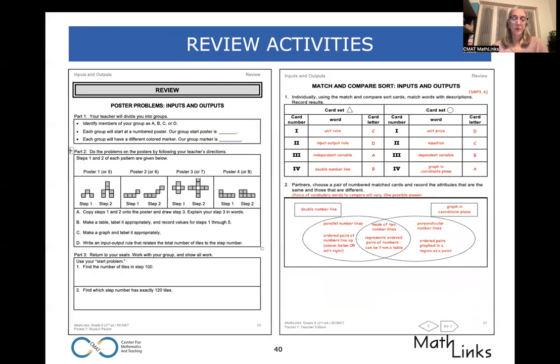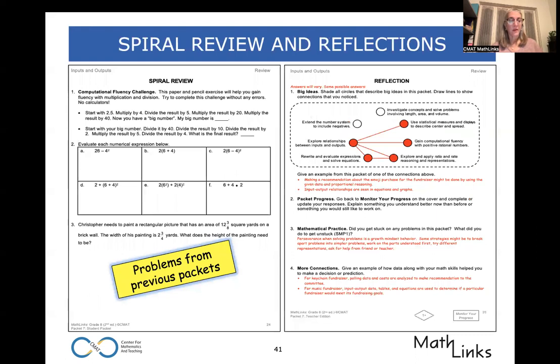There are typically 3 review activities at the end of each packet that engage students to work together. Every packet has a spiral review section, usually about 2 to 3 pages of problems that review work from a previous packet or previous grade as necessary.